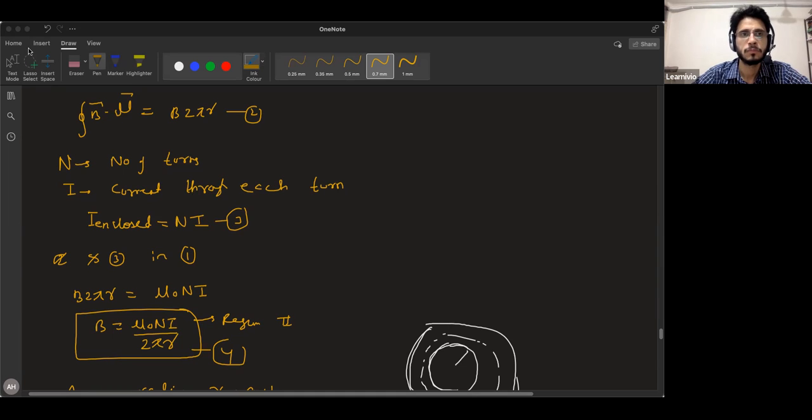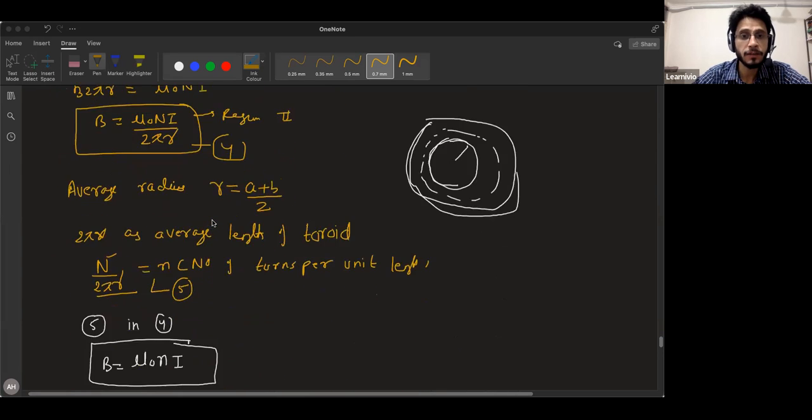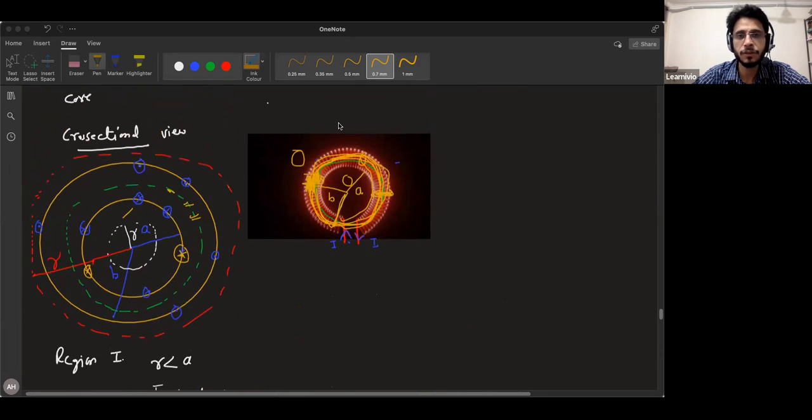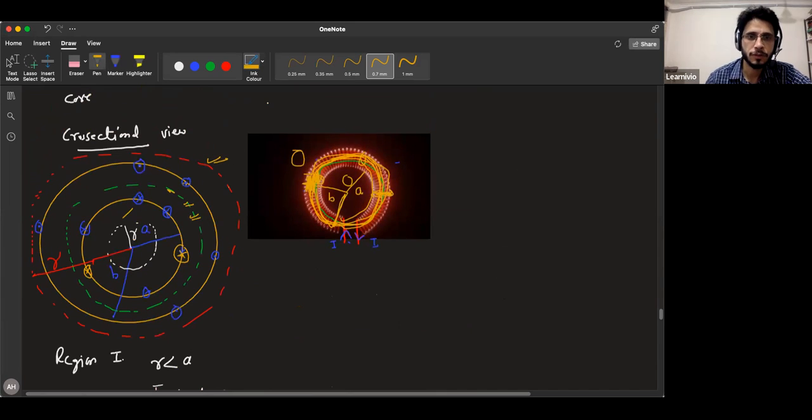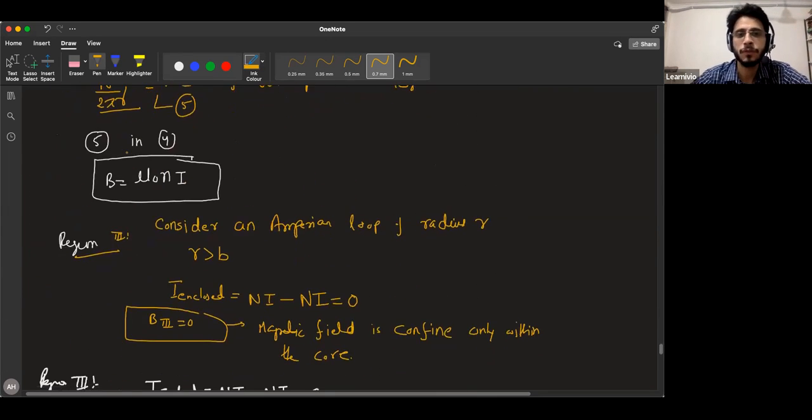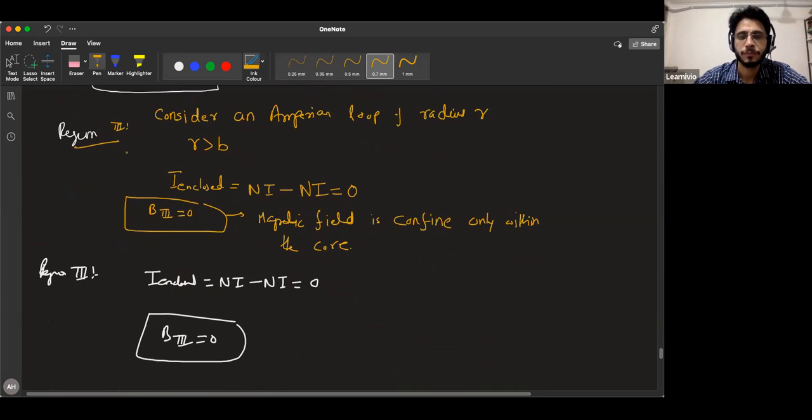Sir, for region 1, we directly said that I enclosed is equal to 0 since there is no wire inside. For region 3 also, can we say the same thing? No, because there are wires inside, no? See, this is region 3. So these wires are inside region 3. These wires are also in region 3. But the thing is, the current which is coming outwards and the current that is going inwards are equal. That's why our net current is 0.